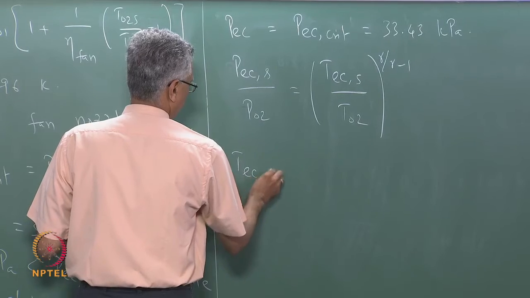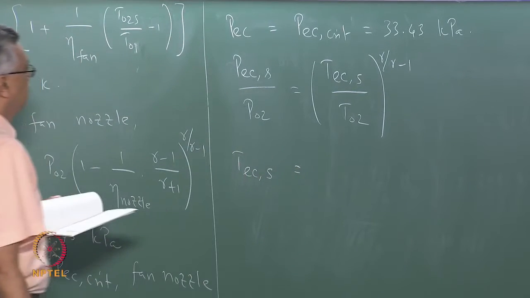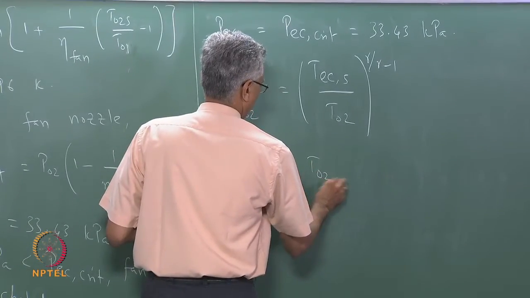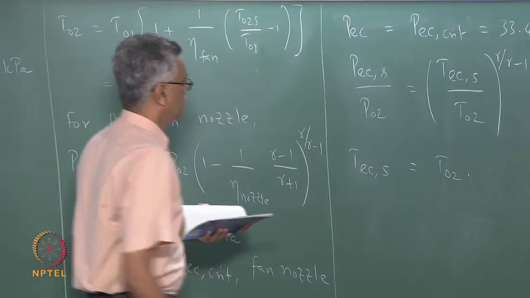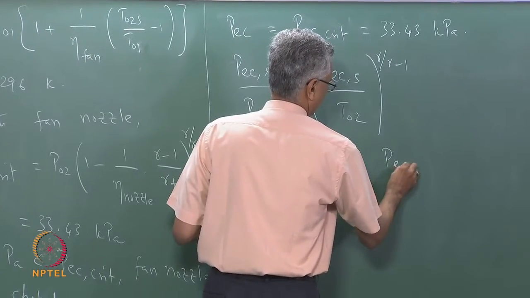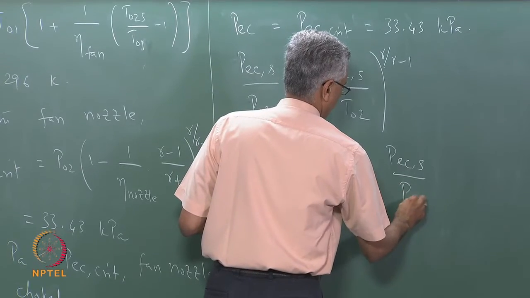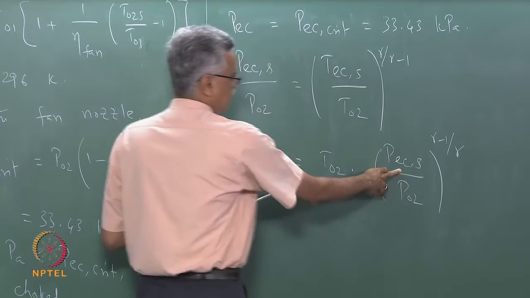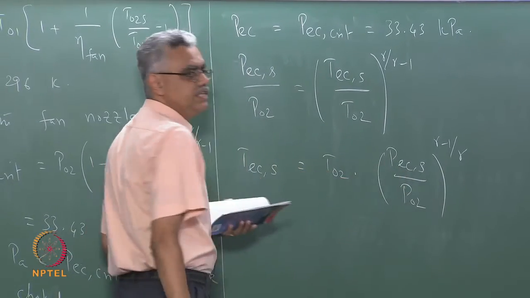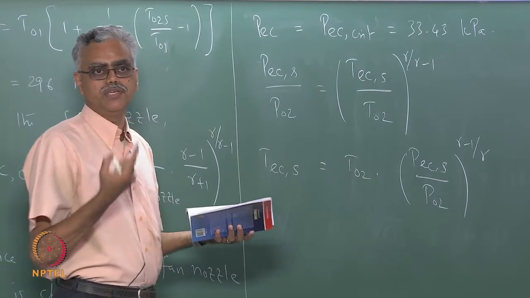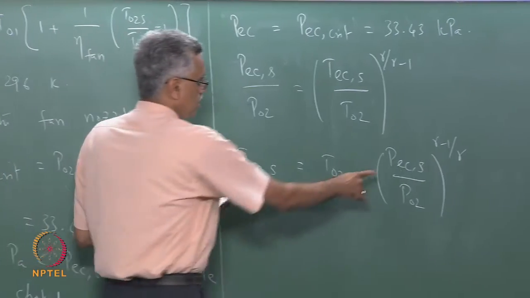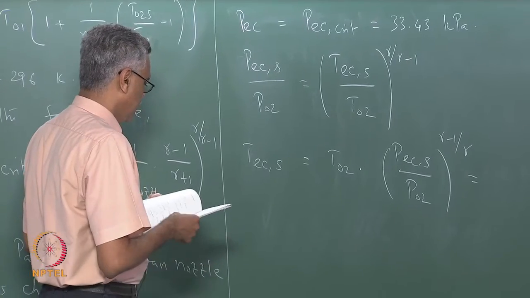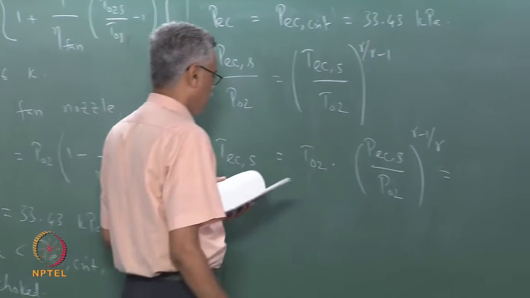So TECS is equal to T02 times (PECS divided by P02) raised to the power gamma minus 1 over gamma, and this value is equal to PEC. If you remember, both this and PEC lie on the same isobar. So I can substitute the value and get this temperature to be equal to 245 Kelvin.